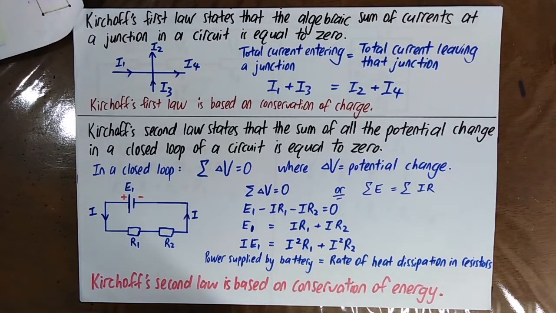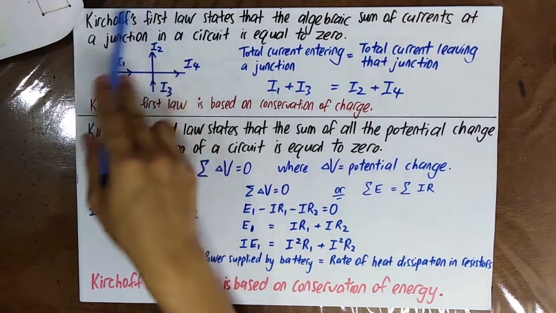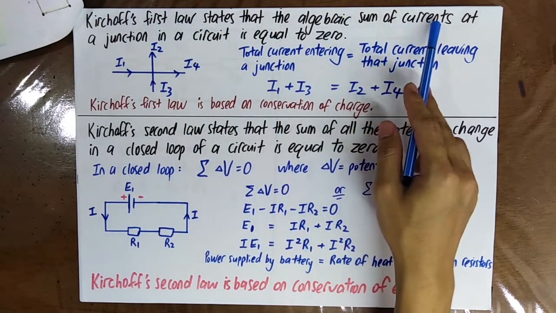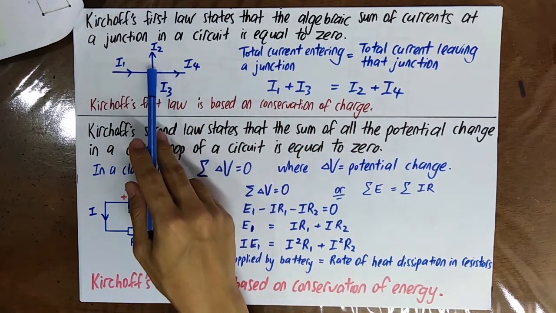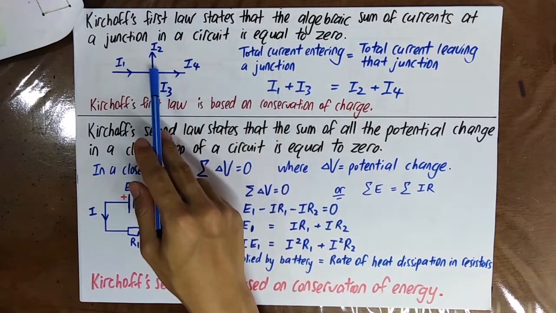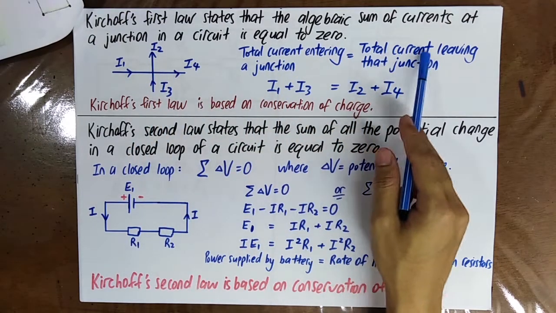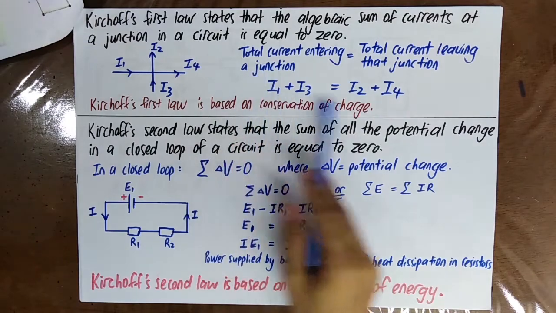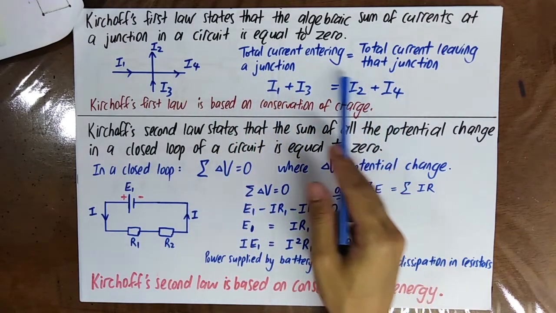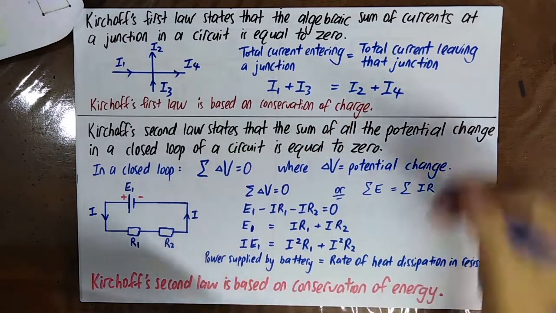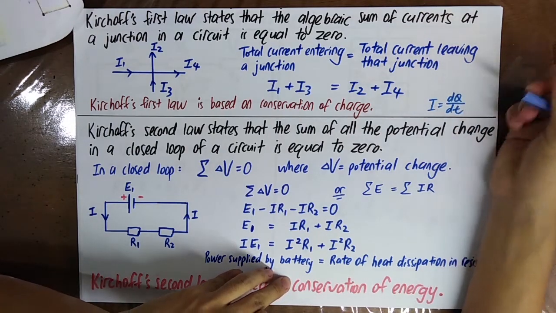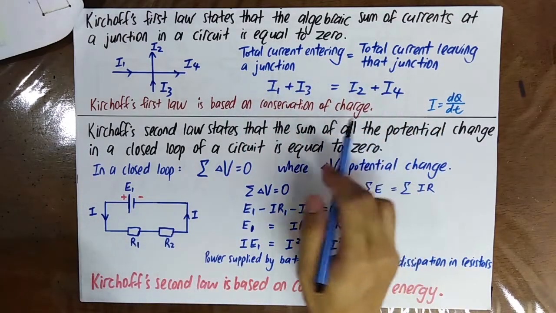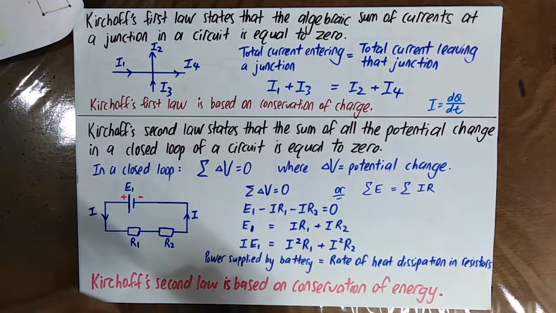Okay, so now I want to introduce you to two Kirchhoff's laws. The first Kirchhoff's law states that the summation of the currents at a junction in a circuit is equal to 0. That means that at one junction, the total current entering this junction is equal to the total current leaving this junction. And then you know that current is just dq/dt, that means that current is the rate of change of charge. So this law is based on conservation of charge.